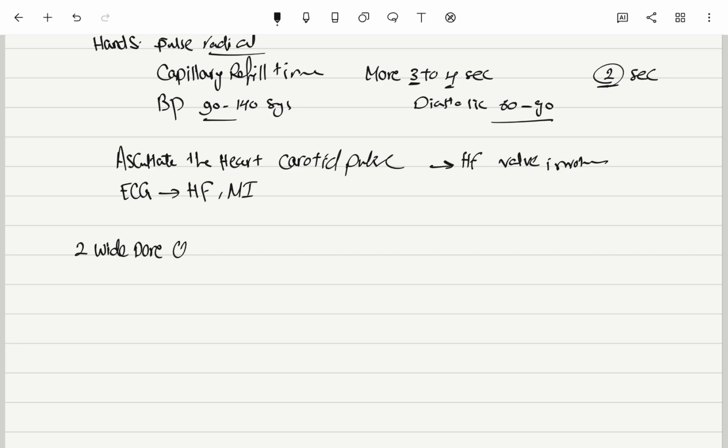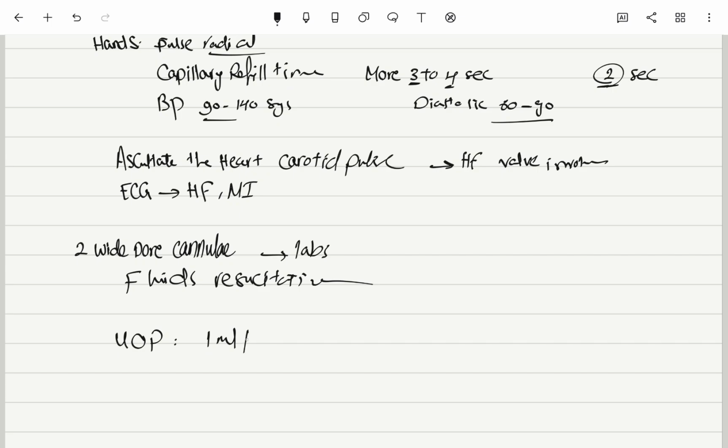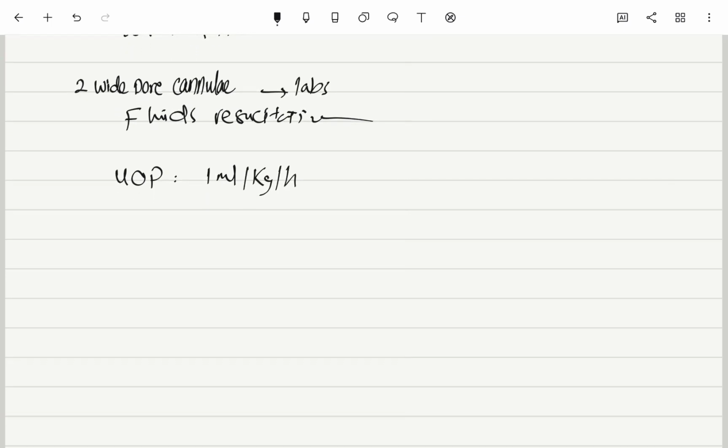bore cannulae and get labs, and I will start fluid resuscitation. Okay, and I will also check urine output. Urine output should be normally about 1 milliliter per kg per hour.